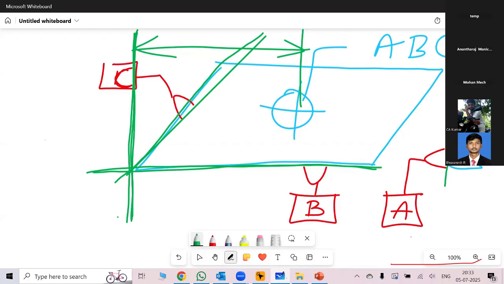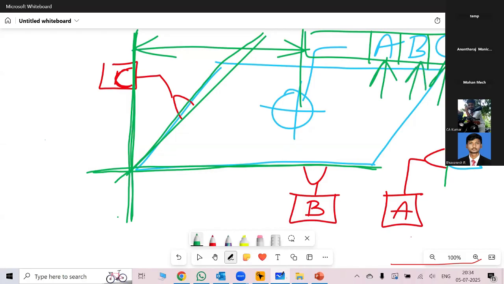Tertiary datum means the third datum, whatever you give in a feature control frame. So here I have given A, B, and C. This C datum is called tertiary datum, third datum. If I use only A, then it is primary. If I use B, then A and B, primary and secondary. If I use a third one, it is tertiary. Okay.